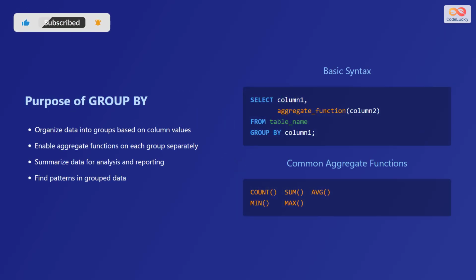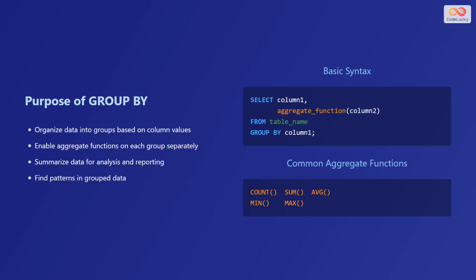Here, let's explore the purpose of the Group By clause. The Group By clause is used to organize data into groups based on column values. It enables aggregate functions to be applied on each group separately, allowing you to summarize data for detailed analysis and reporting. This helps you identify patterns within your group data.